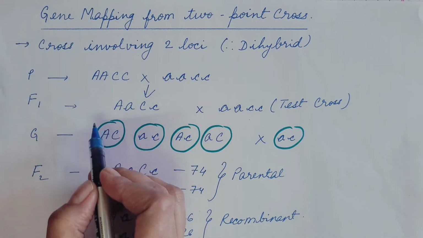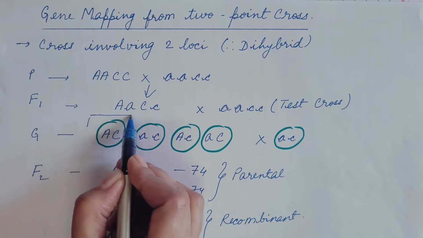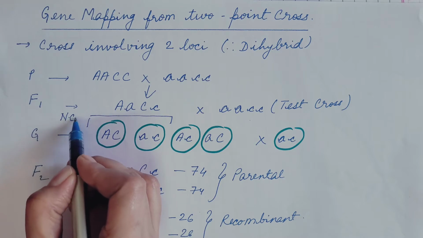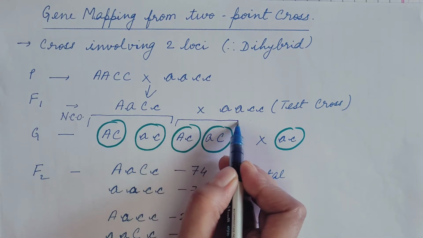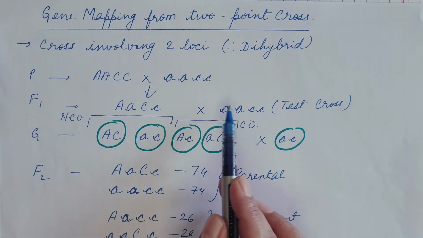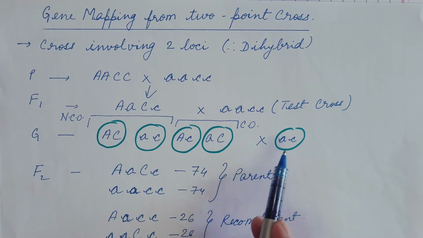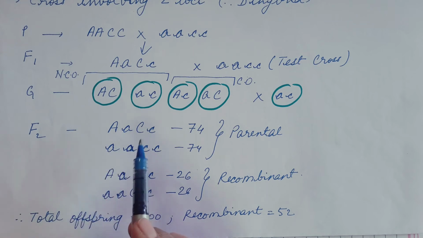The F1 individual produces 4 types of gametes. Among them, these 2 are non-crossover gametes and these 2 are crossover gametes. The homozygous recessive individual produces only one type of gamete. Then the fusion of the gametes takes place. In the F2 generation, we get 4 types of offspring.